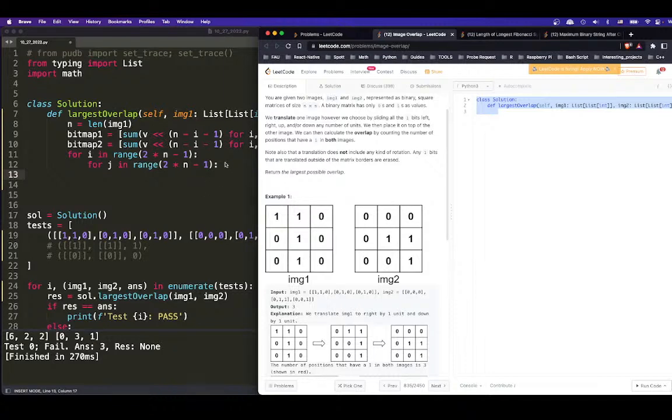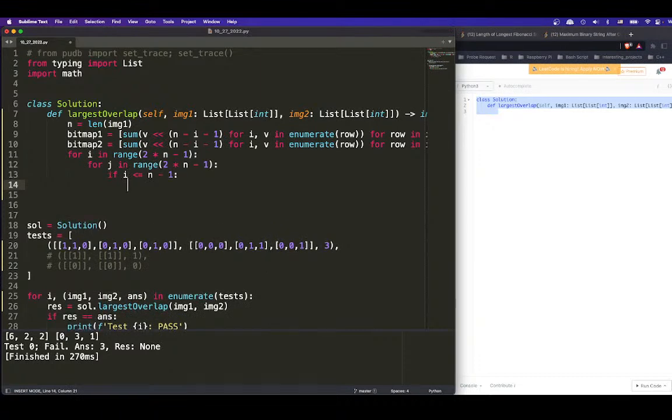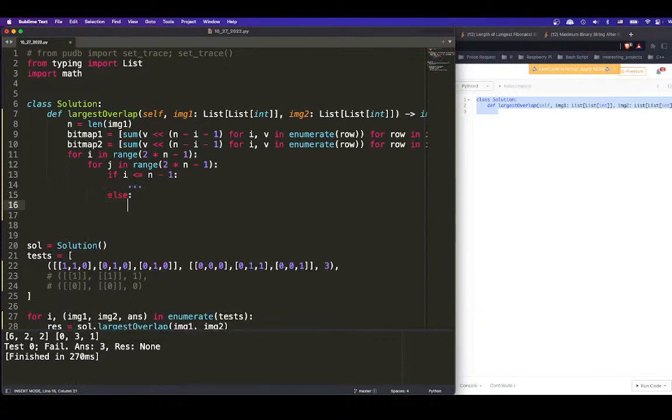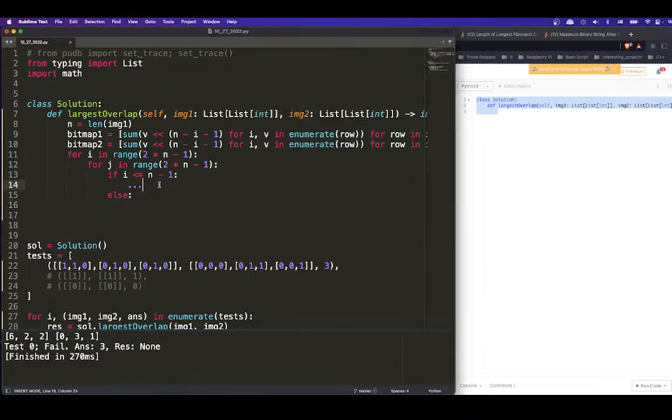So let's do, damn. Yeah, let's consider the two situations. Let's consider if i is smaller or equal to n minus 1. Okay, and then else means i is down, so we have to consider differently. So now I have 2 more situations here. If j is smaller or equal to n minus 1, right?